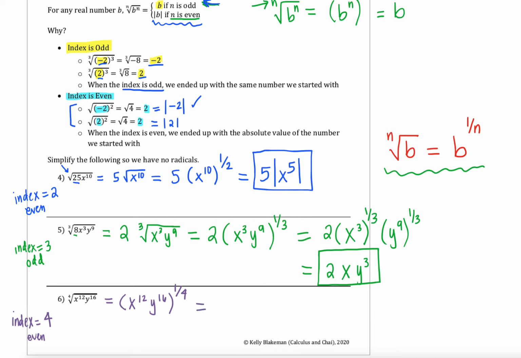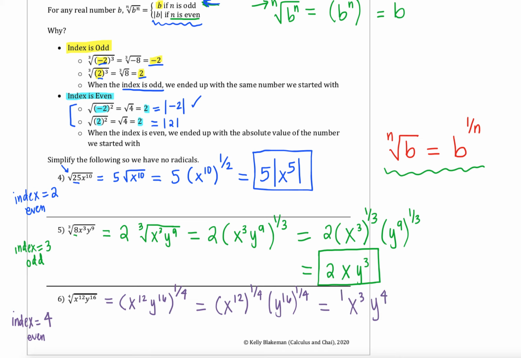Just like we did before, the x to the 12th and the y to the 16th can't be combined since the bases are different, but we can distribute that exponent to each one of these. And then from there, I can multiply them and we get x to the 12th to the 1/4. So 12 times a fourth is equal to 3. So we get x to the third, and then 16 times a fourth is equal to 4. So we get y to the fourth.